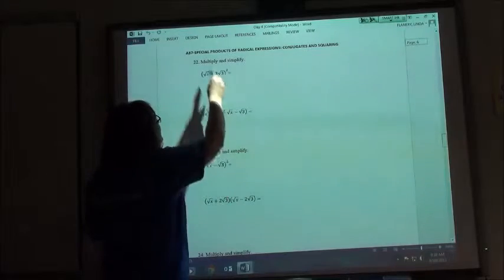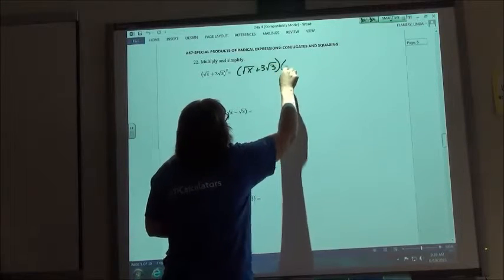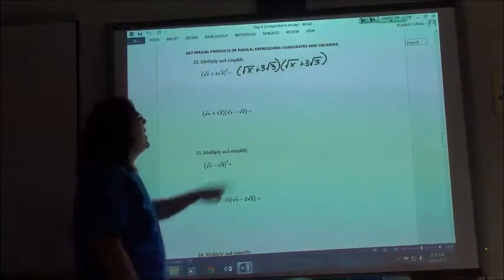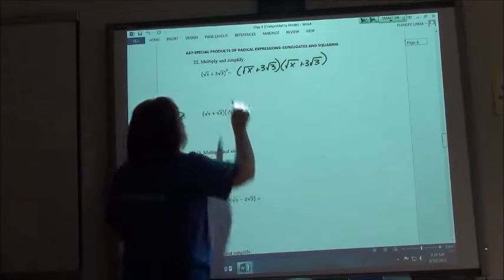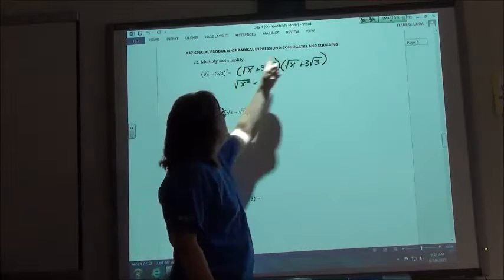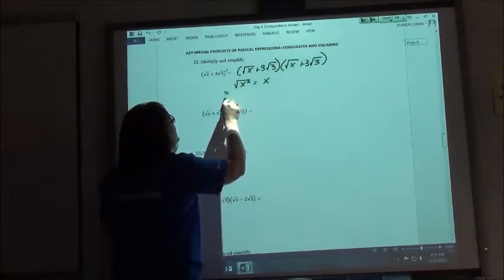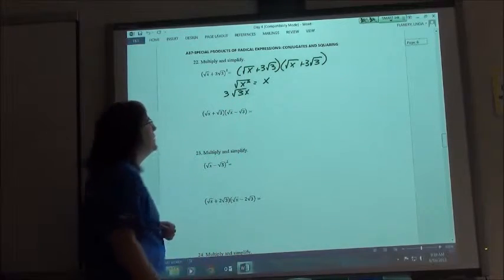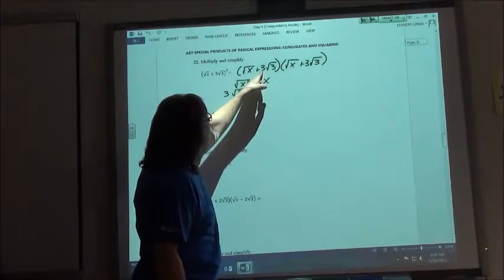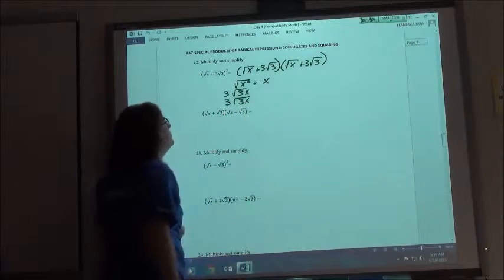In this case, if this is squared, I'm really taking the square root of x plus 3 square root of 3 times the square root of x plus 3 square root of 3. If I FOIL that out, square root of x times the square root of x would be the square root of x squared, which is just x. Square root of x times 3 square root of 3 gives me 3 square root of 3x. 3 square root of 3 times the square root of x gives me another 3 square root of 3x.